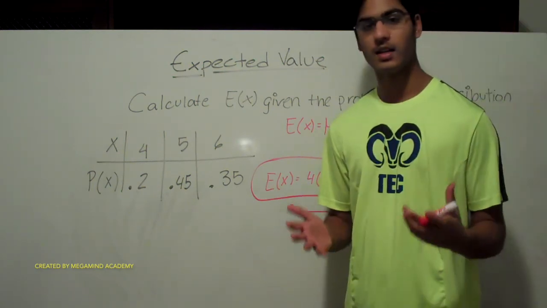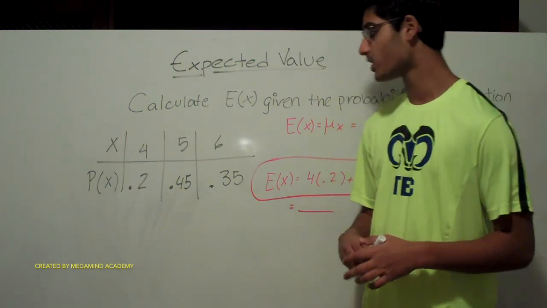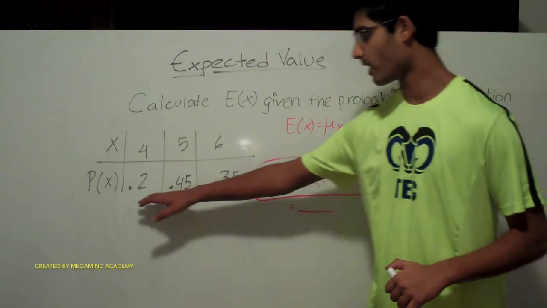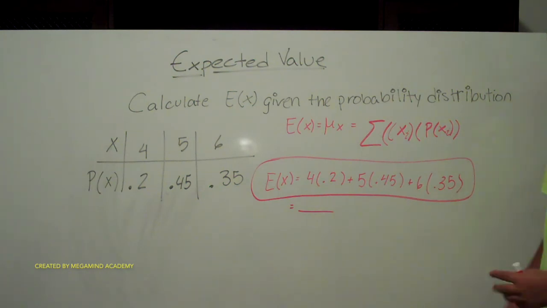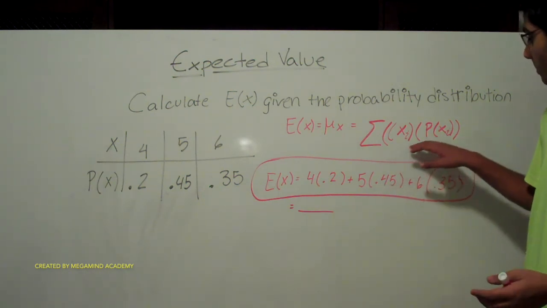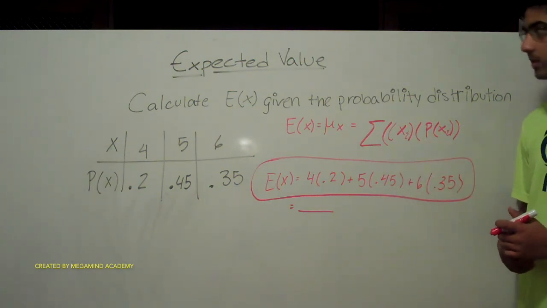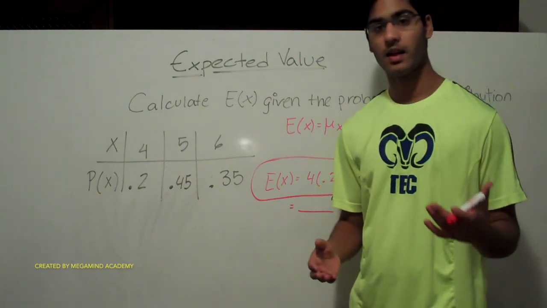So, today we learned about expected value. It's simple. It's just the average when taking into account the probabilities, and the formula is the sum of all the x values multiplied by their probabilities. So, once again, today we learned about expected value.